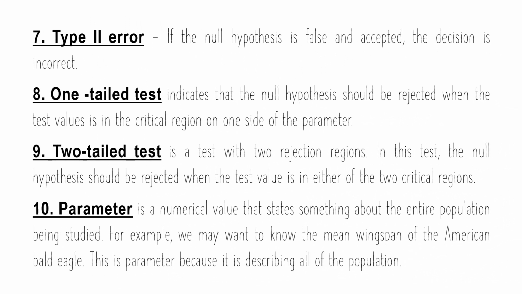For the seventh term, this will be your type 2 error. If the null hypothesis is false and you accept it, the decision is incorrect. Therefore, even if you know that the null hypothesis is a false statement, once you accept it, that will be a type 2 error. You accepted a false null hypothesis.